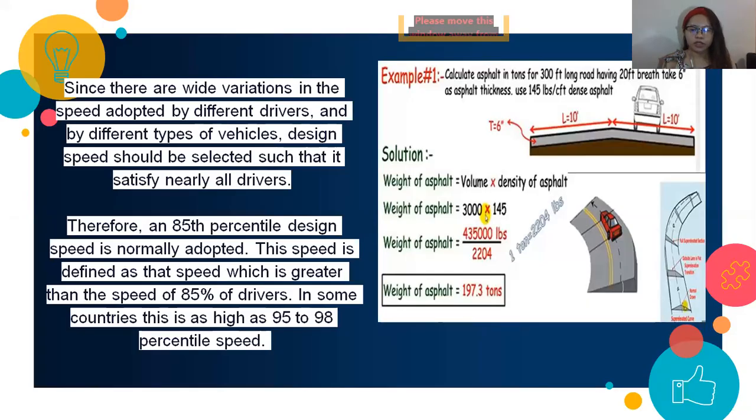Since there are wide variations in the speed adopted by different drivers and by different types of vehicles, design speed should be selected such that it satisfies nearly all drivers. At the same time, a higher design speed has a cascading effect in other geometric designs and thereby causes escalation. Therefore, an 85th percentile design speed is normally adopted. This speed is defined as that speed which is greater than the speed of 85% of drivers. In some countries, this is as high as 95 to 98 percentile speed.